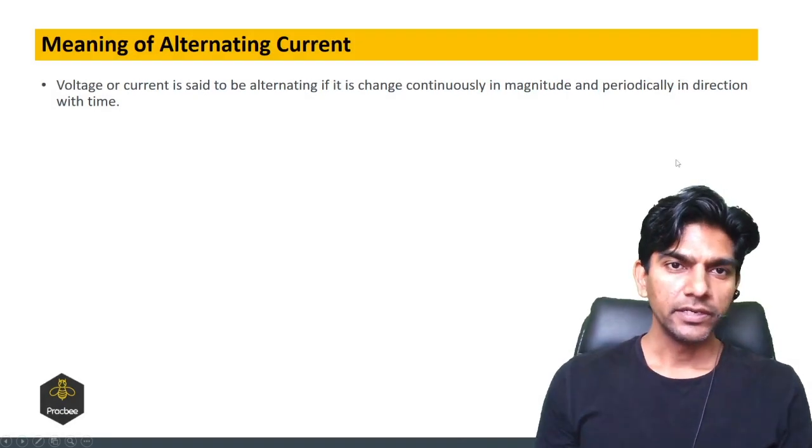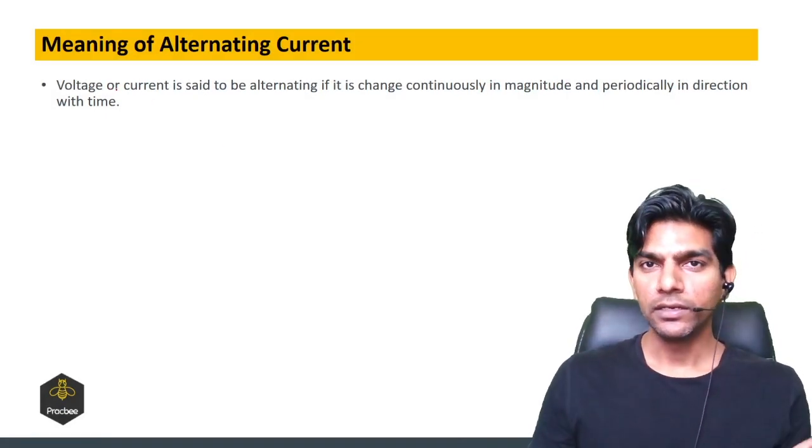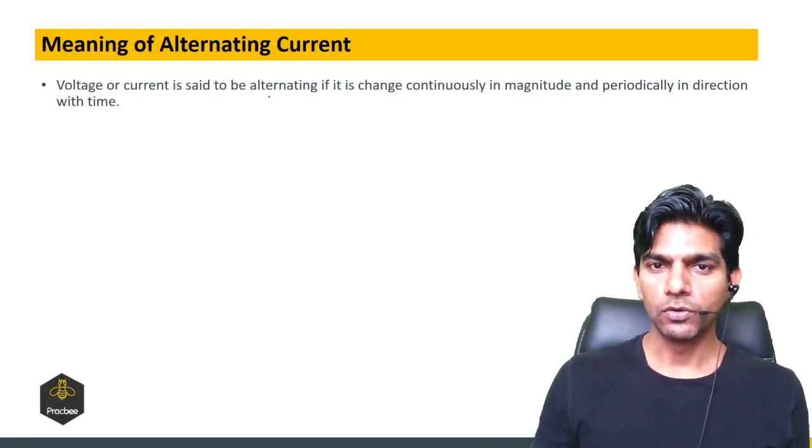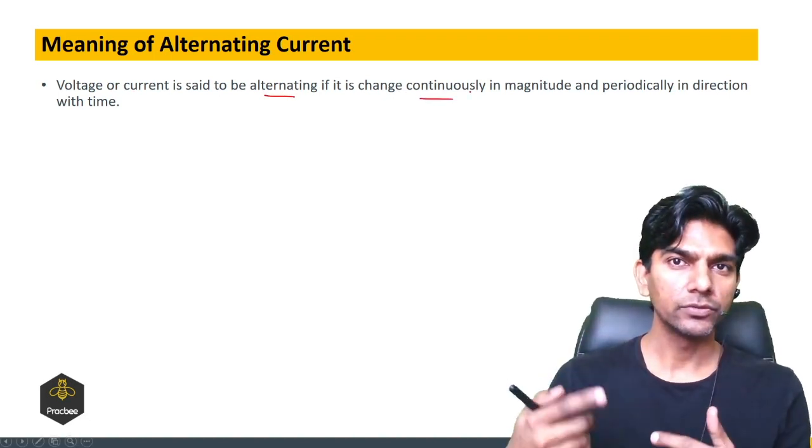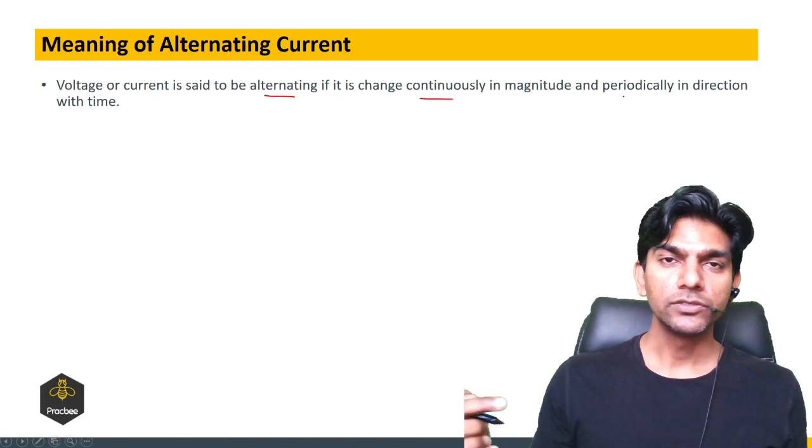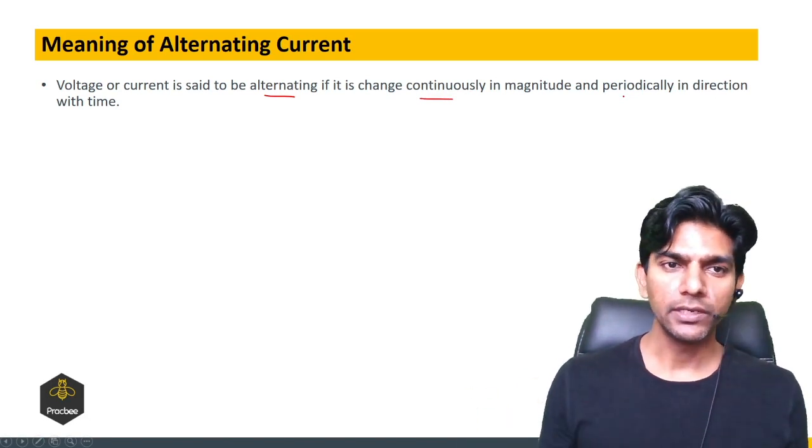So what is alternating current? We can say an alternating current or voltage is said to be alternating if it changes continuously in magnitude. Its magnitude is changing as well as it is also changing direction periodically with time.